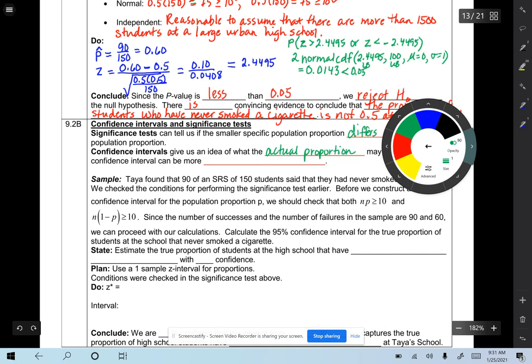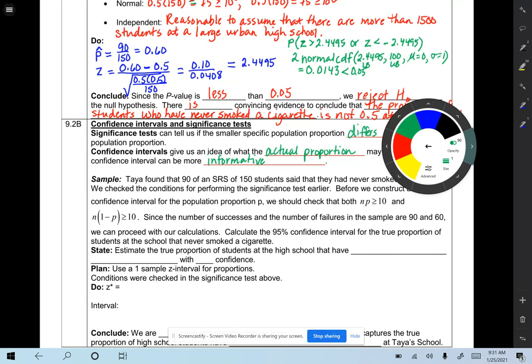Therefore, a confidence interval can just give us more information. Let's look at the sample example. Taya found that 90 of a simple random sample of 150 students said that they never smoked a cigarette. We checked the conditions for performing the significance test earlier.